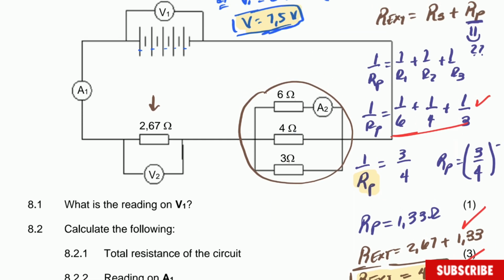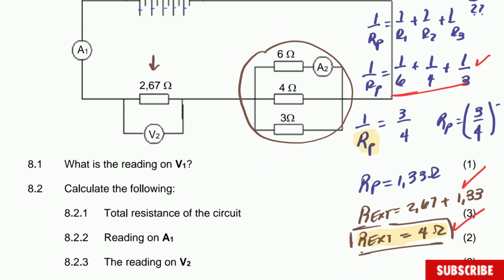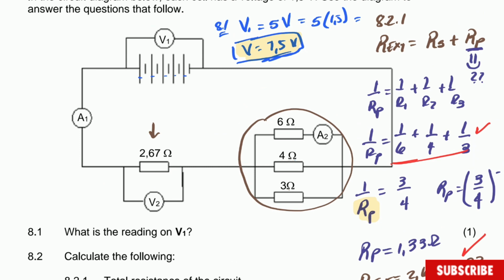Calculate the following: the reading of A1. Now A1 is calculating the total current of the circuit. For this one we have to use Ohm's law, and Ohm's law is not in your formula. It should not be done in grade 10, but guys, it's quite simple, so it's nothing to worry about. This is a very easy formula. So we're going to even do it here. It's more than enough space. 8.2.2.